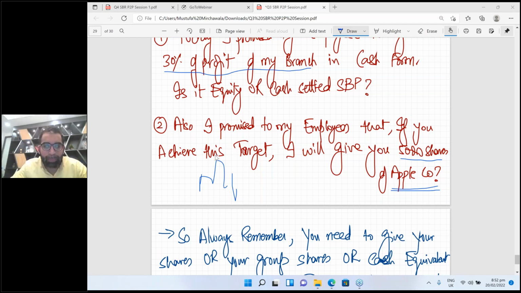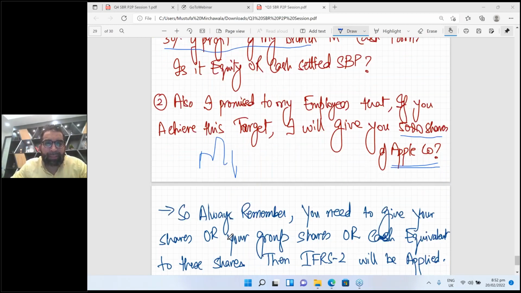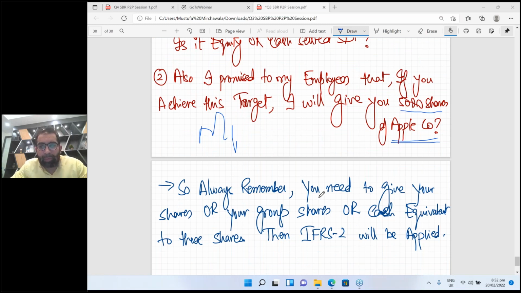Okay, now read this scope. IFRS 2 is applied when you give your own shares, or your group shares, like parent, subsidiary 1, subsidiary 2, these all are group members. Or you give cash equivalent to the share price of your own or your group shares, then IFRS 2 is applied. If you say that we'll give you shares of Mercedes, or shares of British Tobacco, that's not in the scope of IFRS 2. So be very careful, people are very dodgy.